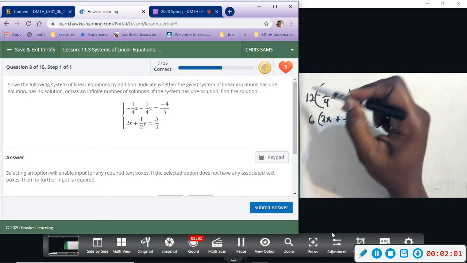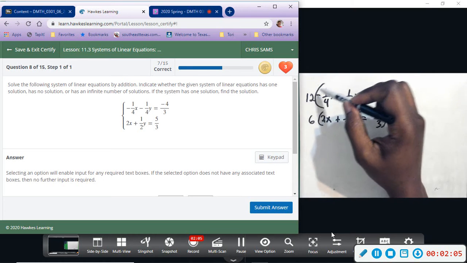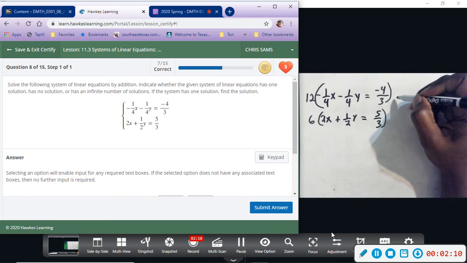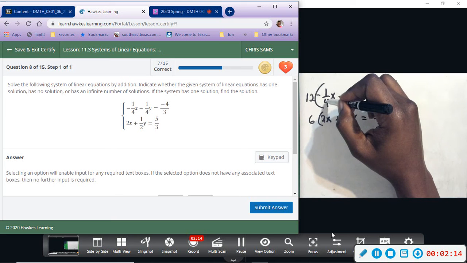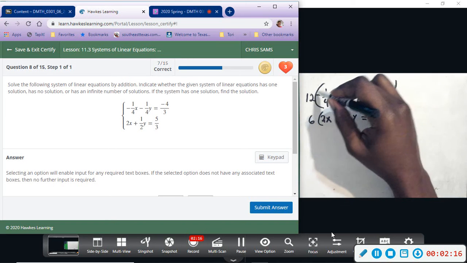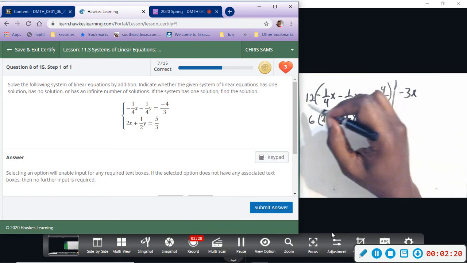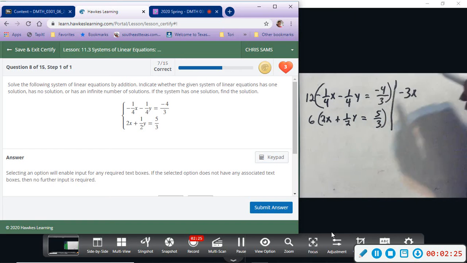Do not multiply top and bottom. That's not what this is. And that's the most common mistake. People want to multiply the top and bottom. Bottom is dividing, top is multiplying. So, new expression. Divide by 4, we get 3. Multiply by negative 1, so we get negative 3x. Divide by 4, we get 3. Multiply by 1, we get negative 3y.